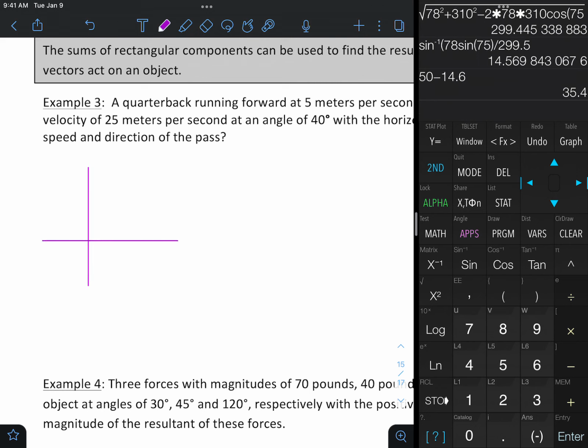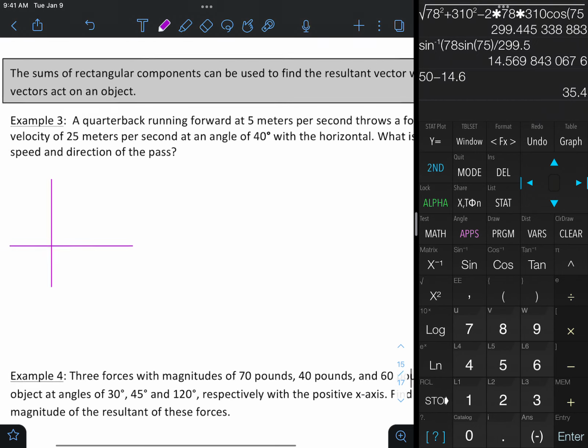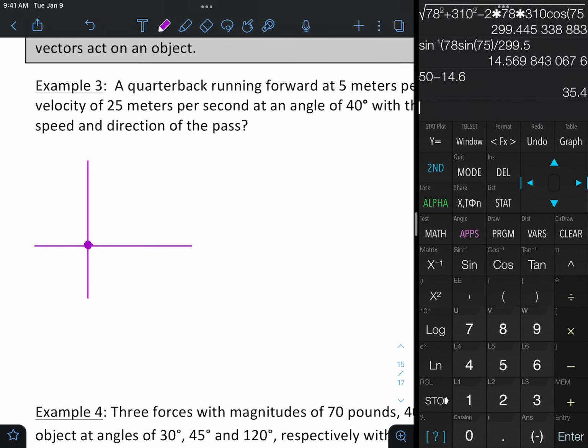You have a quarterback running forward at 5 meters per second. In a way, that's a vector, and it's horizontal, so you could even say it's at 0 degrees, which helps a little with your component form. He's also throwing a football at a different angle, 40 degrees, at 25 meters per second. So typically you'll make that vector a little bit longer.